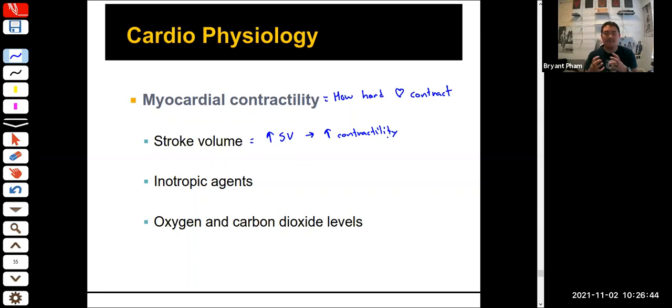Let's just say you take a huge bite out of a breakfast burrito, because that sounds delicious. The bigger the bite, what happens to your ability to chew? It goes down. The bigger the bite, you can't actually chew. Same thing with the heart. The more blood, your heart can't actually contract, okay?